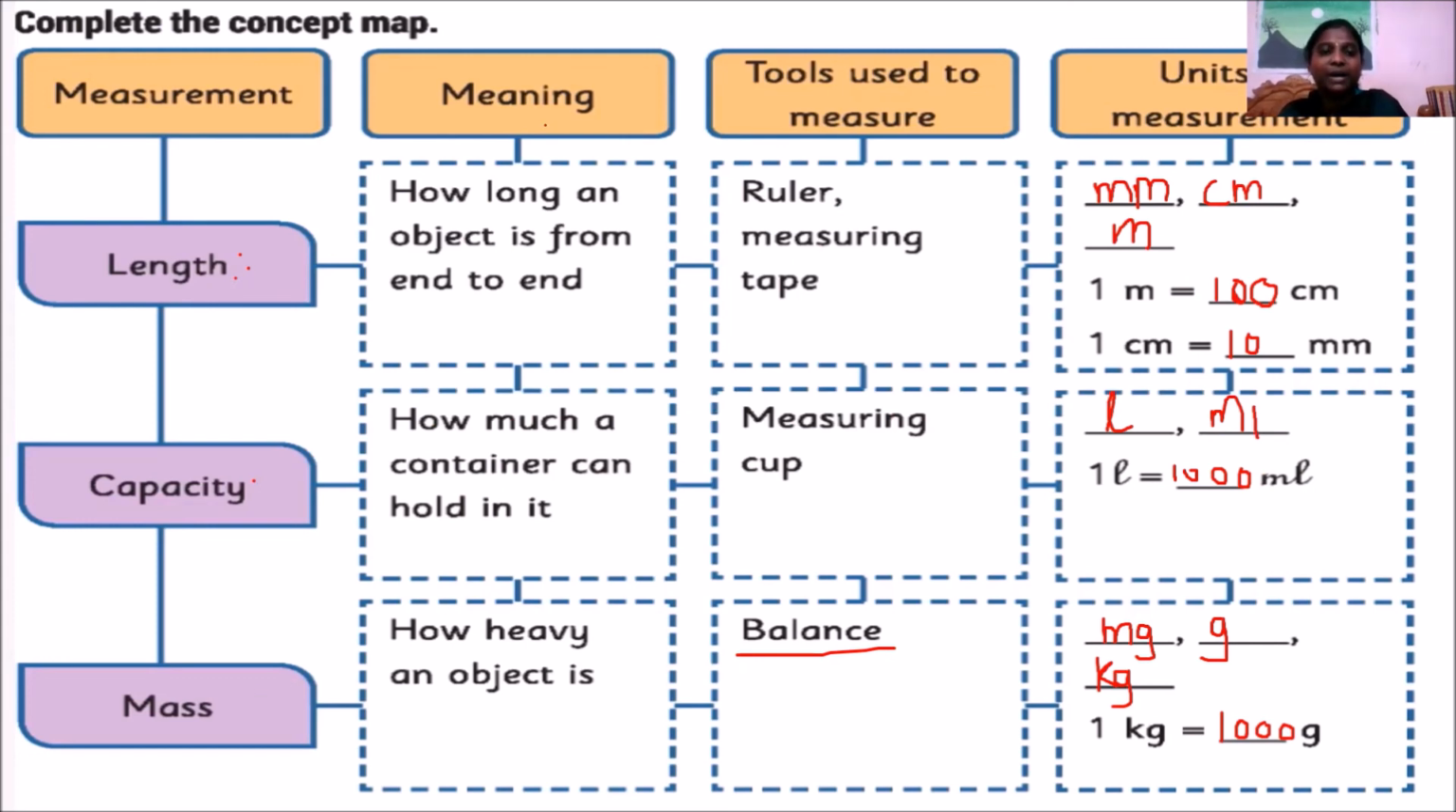Finally, we learned the mass. What is the meaning of the mass? How heavy an object is. Here we learned how to measure the object based on the weight. Tool used to measure mass is balance. Here we learned the units mg, g and kg. mg means milligram, g means gram, kg means kilogram. And also we learned 1 kilogram equal to 1000 grams.